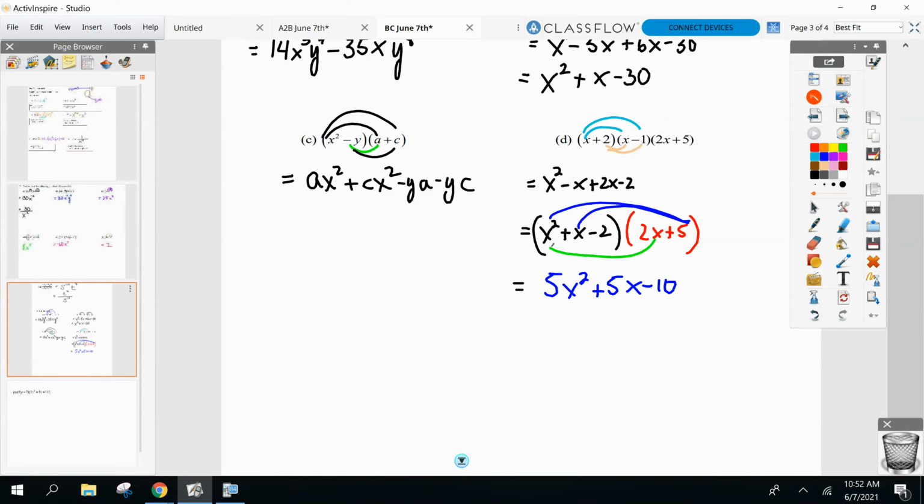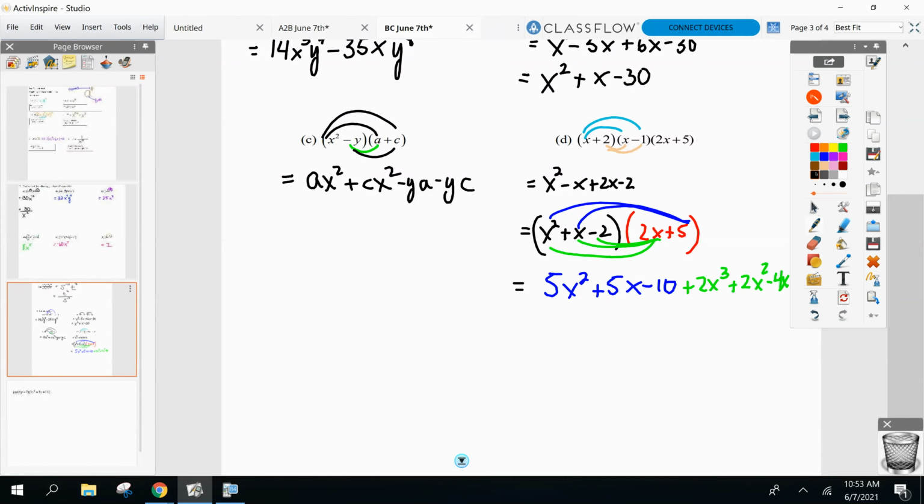Ready? 2x times x squared. I got 2x to the 3rd. Yeah, plus 2x to the 3rd. I got no issues here. Then 2x times x, 2x to the 2nd. Yep. Then minus 10. Okay, that's where you made a mistake. Ready? 2x times negative 2. Oh, yeah. It would be minus 4x, right?